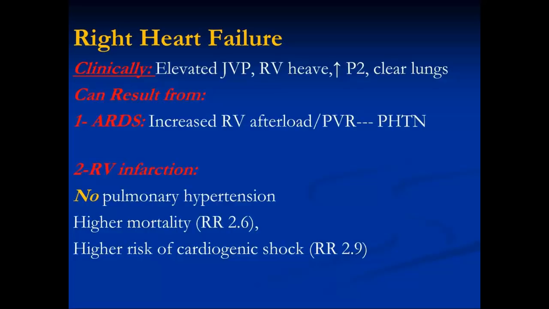So you will have the elevated JVD, but you won't have the pulmonary hypertension. With ARDS, the right ventricular afterload is increased, but you also have the pulmonary hypertension from an increase in the pulmonary vascular resistance. That's the difference between these two. Now, with right ventricular infarct, you have higher mortality, you have higher risk of cardiogenic shock versus the ARDS, but these are the differences between these two. There is no pulmonary hypertension with right ventricular infarct.